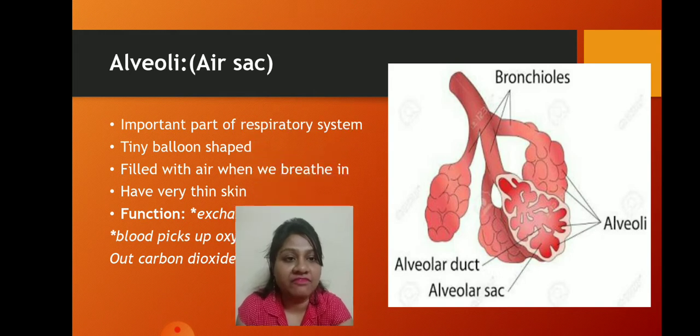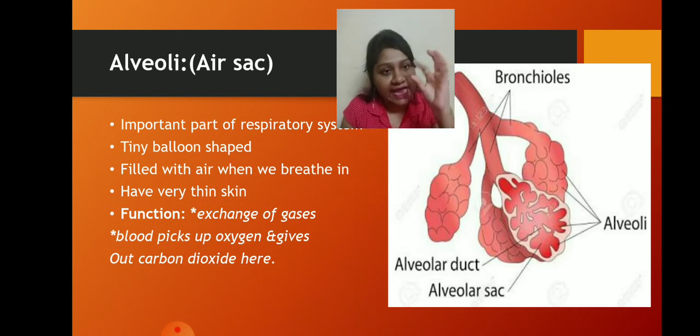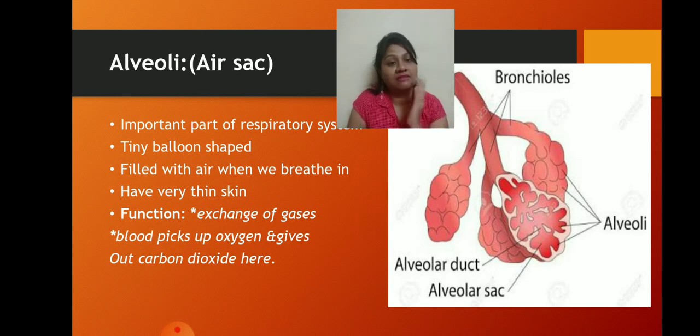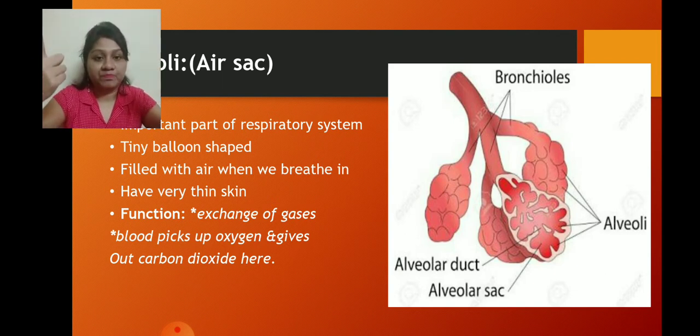Next is the alveoli. At the end of the bronchioles, there are tiny, small balloon-shaped things. These are called alveoli, or air sacs. At the end of the bronchioles, there are air sacs. We can call them alveoli. Whenever we breathe in, meaning we take in air, they will be filled with air.